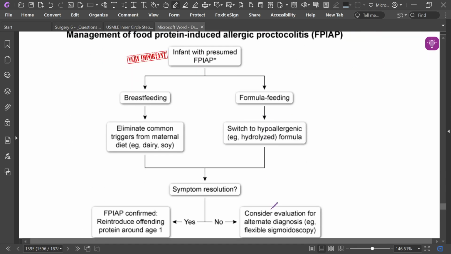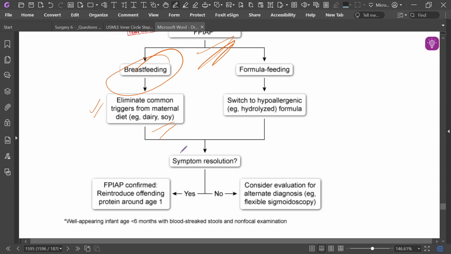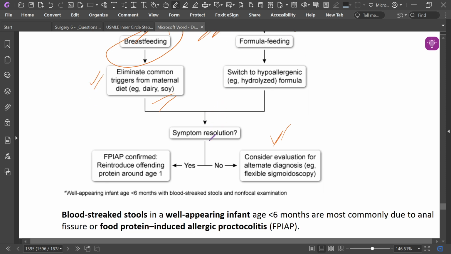This is for food protein induced allergic proctocolitis. Breastfeeding: eliminate a common trigger from the maternal diet, dairy and soy. Symptom resolution? Yes: food protein induced allergic proctocolitis confirmed; reintroduce the offending protein around age 1. No: consider evaluation for an alternate diagnosis using flexible sigmoidoscopy. Formula feeding: switch to hypoallergenic or hydrolyzed formula. Symptom resolution, then reintroduce the offending protein around age 1.